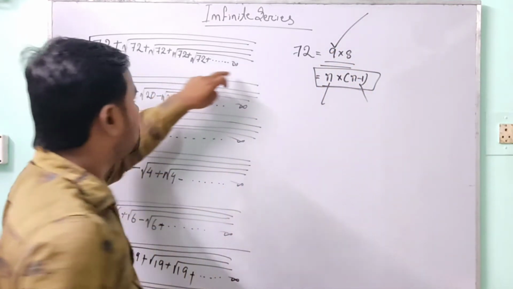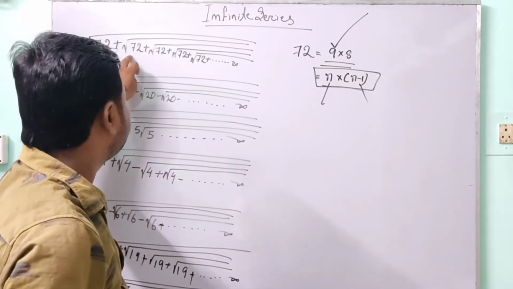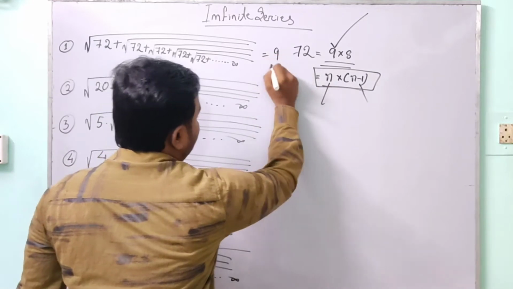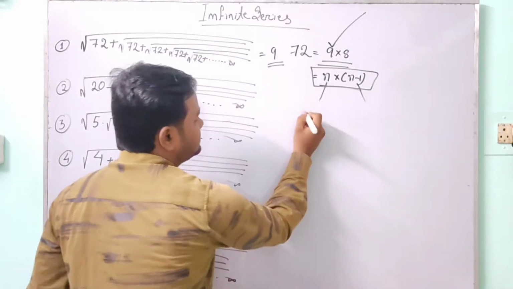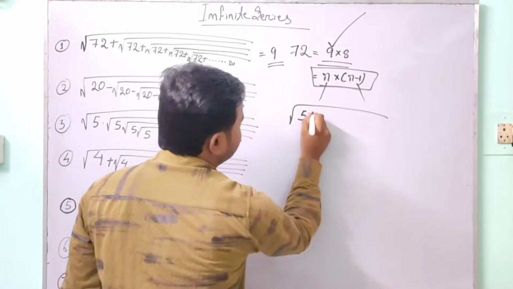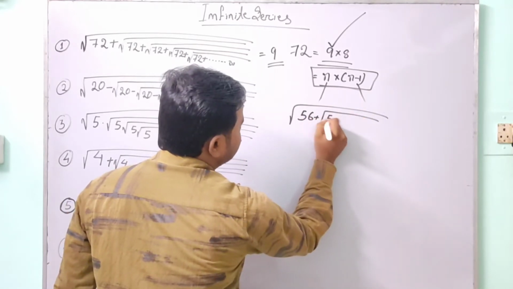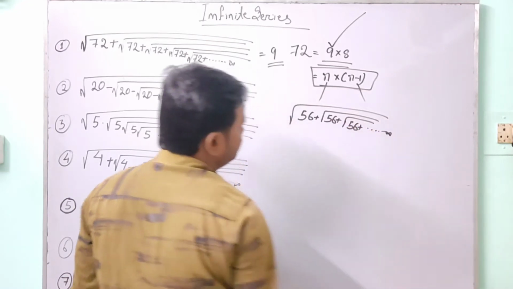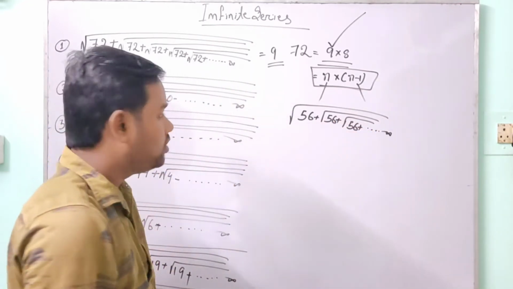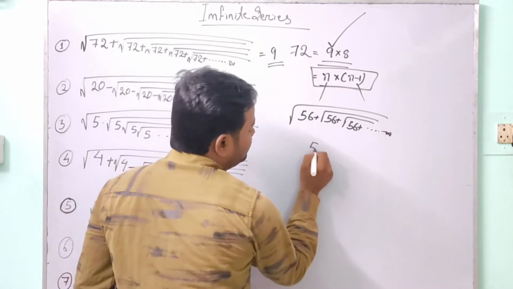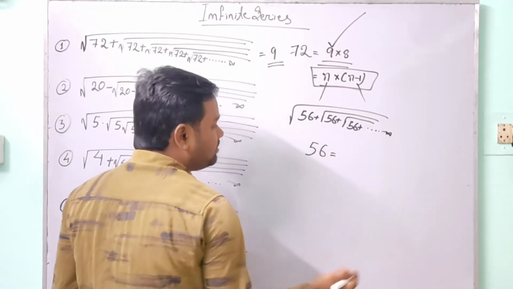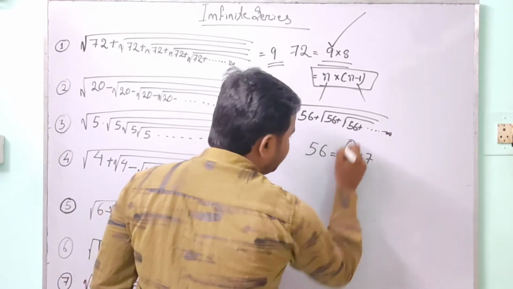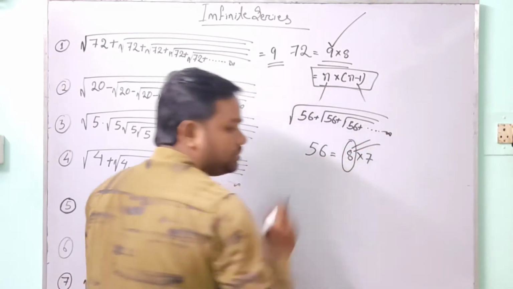So here the question is root 72 plus root 72 till infinite. The answer will be 9. If in the question it is asked root over of 56 plus root over of 56 plus root over of 56 plus till it is infinite, then its answer will be, I have to check 56 is equal to the product of two consecutive numbers. It is 8 into 7 and the answer is 8. So here the answer will be 8.